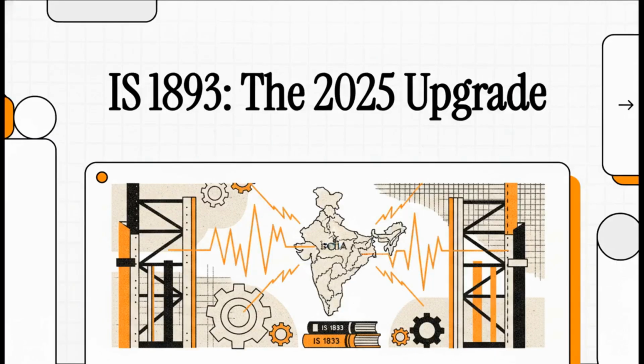All right, for all of us in the structural engineering field in India, the moment we've been waiting for is finally here. You know it, I know it. The seismic code we've all been designing to, IS 1893 Part 1 from 2016, has officially been revised.